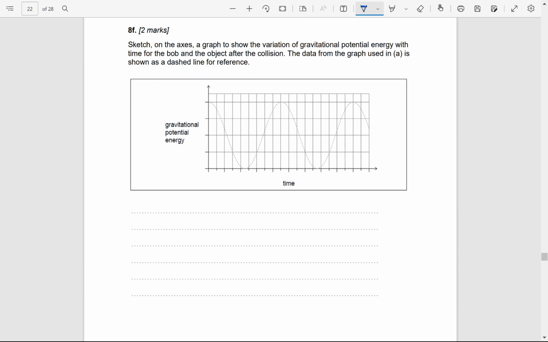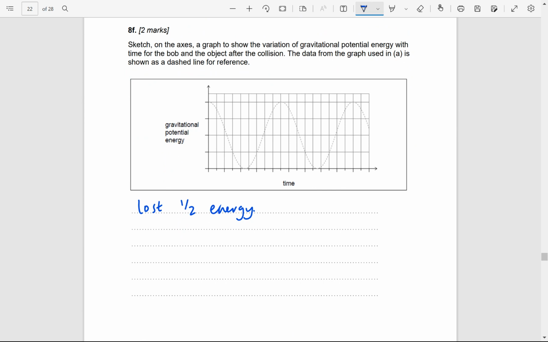F, sketch on the axes a graph to show the variation of gravitational potential energy with time for the bob and the object after the collision. Okay, if we're after the collision, then we have lost half the energy. All right, so after the collision, we are moving double the mass at half the speed.